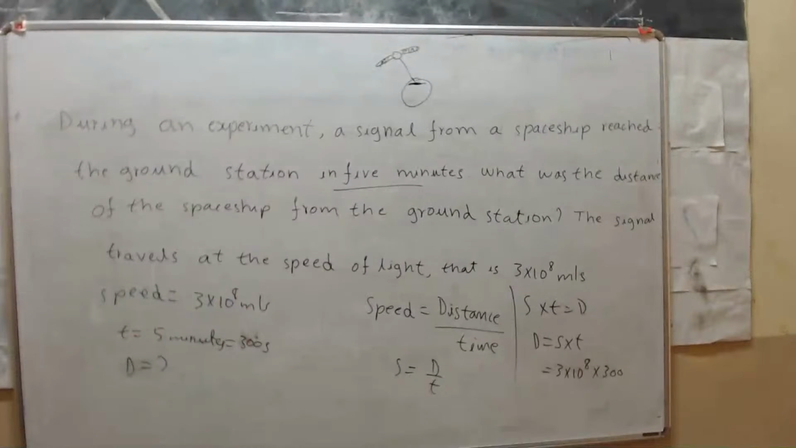What is the answer for this question? First, what is the answer for this question? Just multiply 3 into 10 raised to 8 into 300.